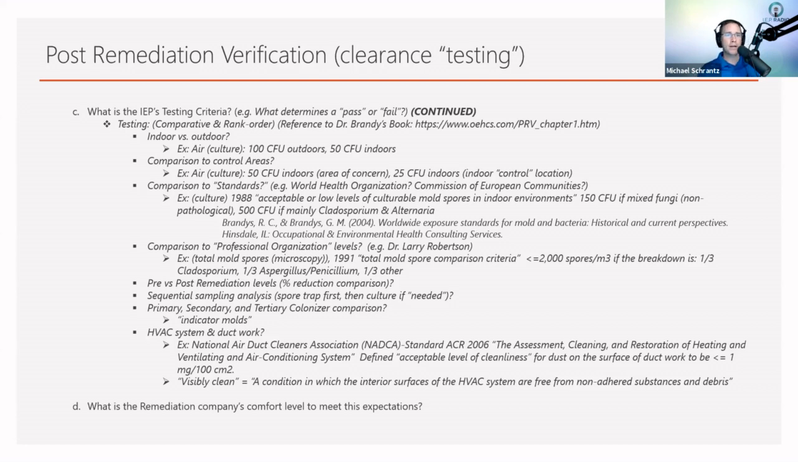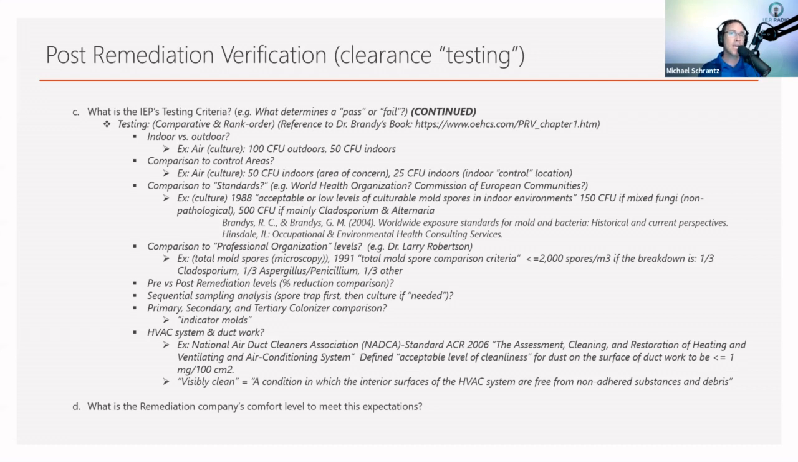You can also compare it to control areas. So like same example, you can take an air sample. Let's say you culture it. So you're growing mold on a Petri dish. And let's say you find 50 colony-forming units inside. Let's say you find it in the area of concern. That would be the containment area in this example. But you find 25 colony-forming units in an indoor control sample location.